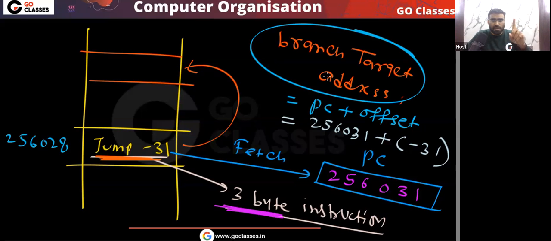That is important. So remember, what is the application of PC relative addressing mode? Relative addressing mode is used to write position independent code. You can write relocatable code using PC relative addressing mode. So that is what we have seen in this lecture.